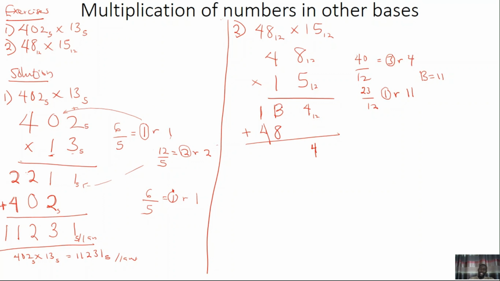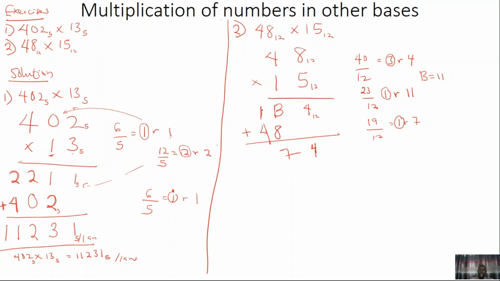We move to the next column, which is b plus 8. Recall that b is equal to 11 in base 12. So it will therefore mean 11 plus 8, that is equal to 19. And because 19 is greater than 12, we're going to divide 19 by 12. That will be equal to 1, remainder 7. So we're going to write down the remainder here, which is 7, and keep the 1 here for the next operation.